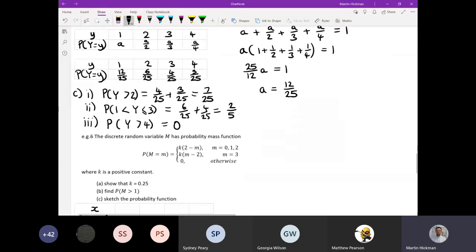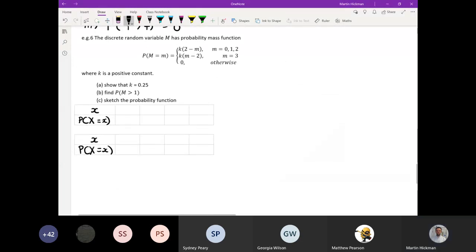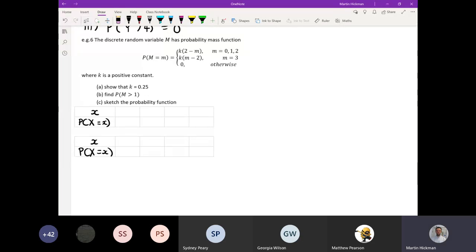Okay, and finally, example 6. Again, I need to change these letters. So quite similar, just a bit more of a complicated maths function here. If I look at the mass function, I can see I've got 0, 1, 2, and I've also got 3. Otherwise, the probability is 0. So all I'm going to do is put 0, 1, 2, and 3 in the table.